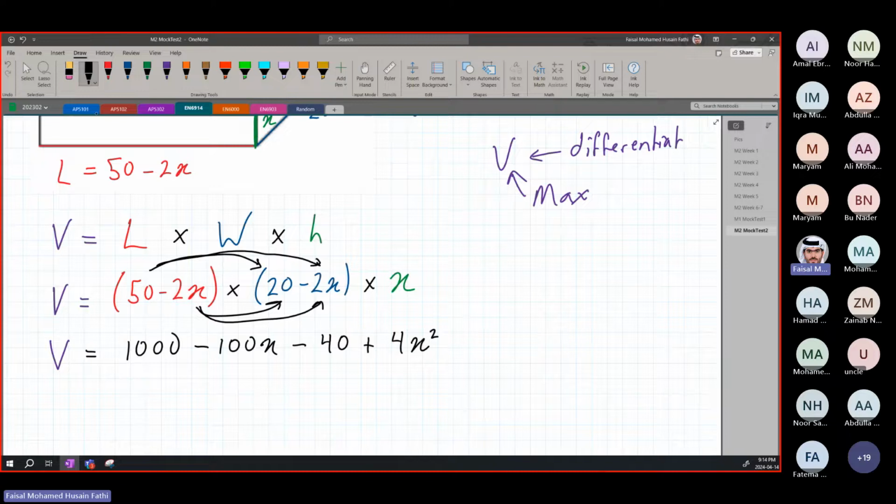Negative 2x times 50 will be negative 100x. Minus 2x times 20. Oh yeah, this is 40x. Thank you. Because this is minus 2x here times 20. And then minus 2x times minus 2x is going to be positive 4x squared. Okay. This is just the distribution. And all of this distribution is going to be multiplied by x over here.